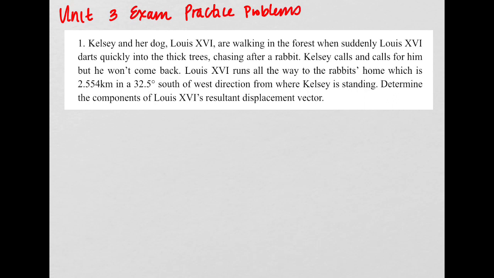So what we're given is a resultant vector, and we're asked to determine the components of this resultant vector. I'm going to draw the resultant vector first, making sure I pay attention to this direction here that is south of west rather than the usual counterclockwise of east. So there's my vector in the south of west direction. It is 2.554 kilometers long. Now what I need to do is determine the components of this resultant. So I'm going to do down and over. I want to know A and B, and I'm given C.